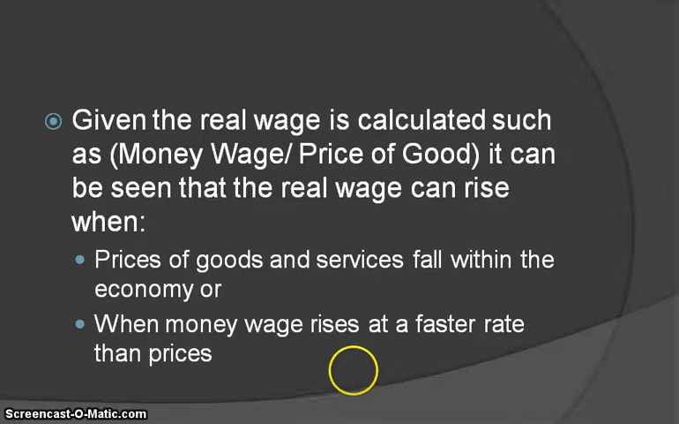So the real wage therefore is calculated by taking the money wage and dividing it by the price of a good. And it can therefore be seen, based upon the previous example with the loaves of bread, that when the real wage rises, it can only be done when the prices of goods and services fall within the economy, or when money wage rises at a faster rate than prices. So I'll repeat again. The real wage can rise for an individual. A person can actually afford more with the income that they have when the prices of goods and services fall within the economy, or when the money wage rises at a faster rate than prices.